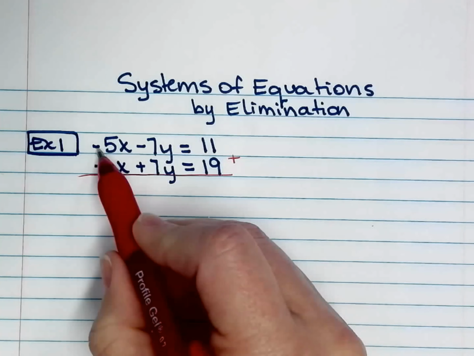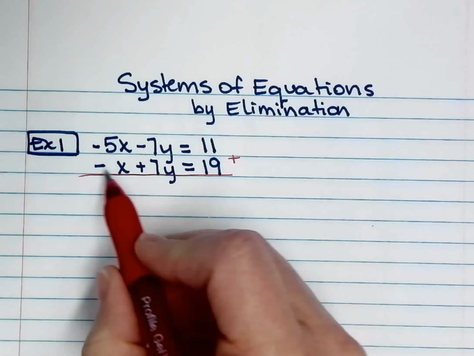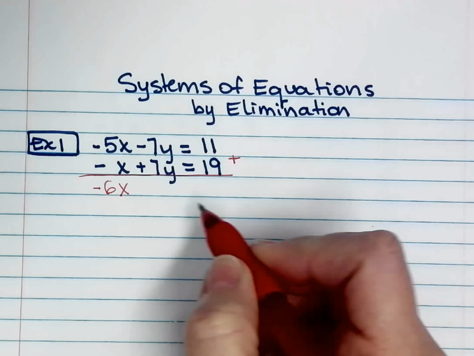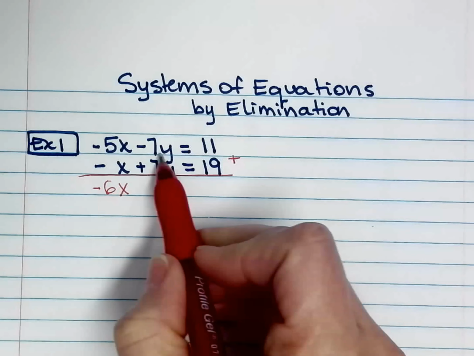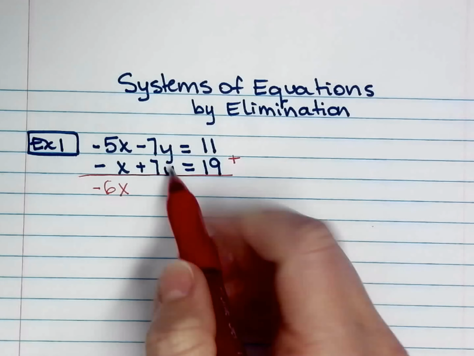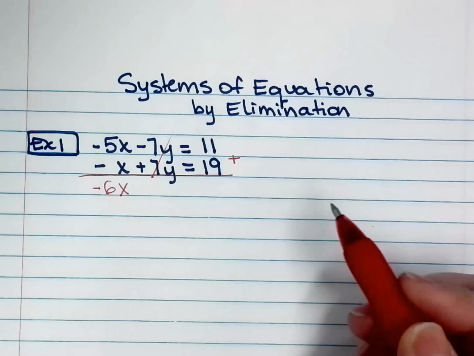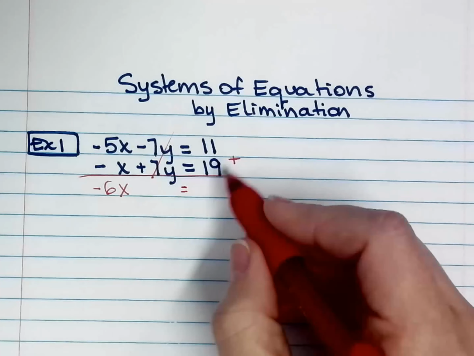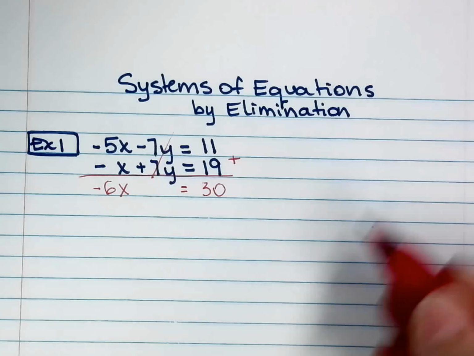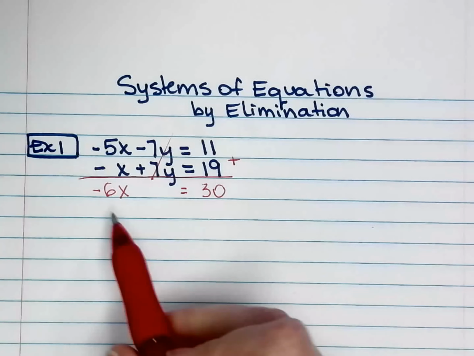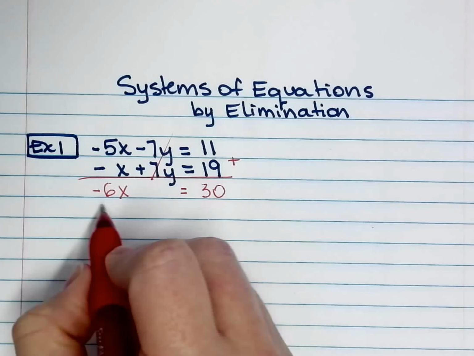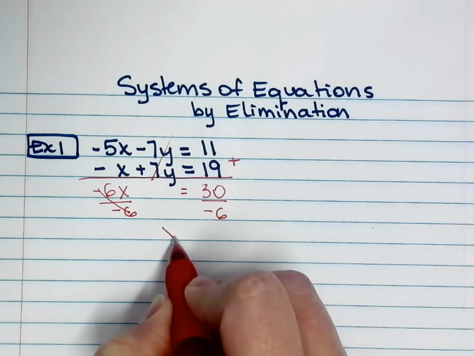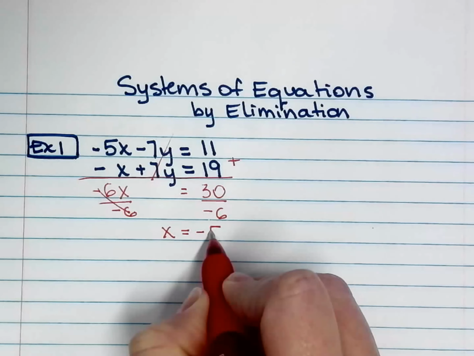So off we go. Negative 5x minus x, that's negative 6x. Negative 7y plus 7y, that's 0. So we're eliminating y right there. Then I have 11 plus 19. That gives me 30. So now I'm down to negative 6x equals 30. Divide by negative 6 on both sides. That's 1. So x equals negative 5.